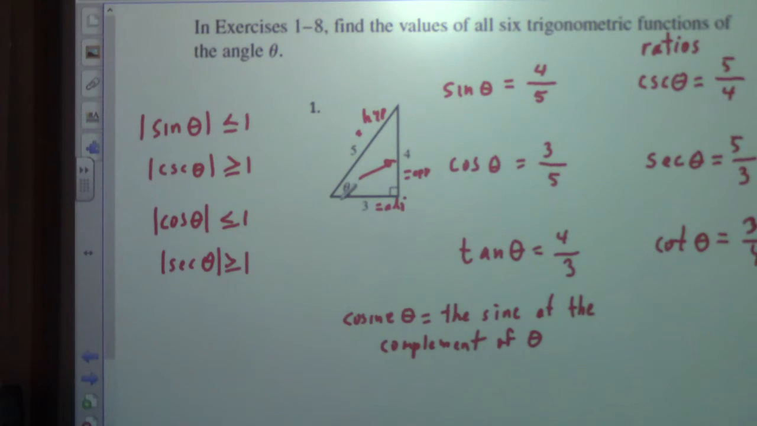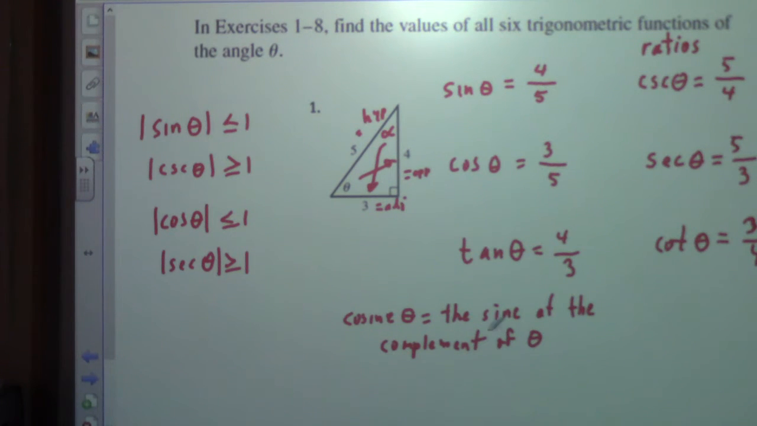Well, what's the complement of this angle here? The complement of this angle is going to be right here, because this angle and that one are going to add up to 90. So what is the sine of this angle, the complement of this angle here? The sine of alpha in this case is opposite, which is 3, over hypotenuse, which is 5. So this is the sine of the complement of this, and that's how they're related to each other.